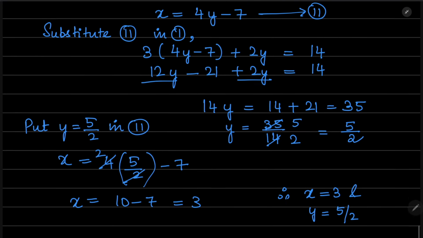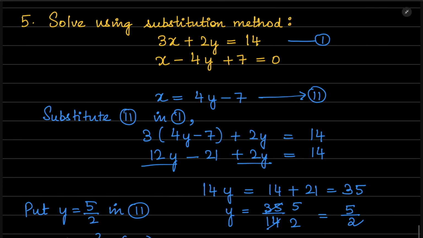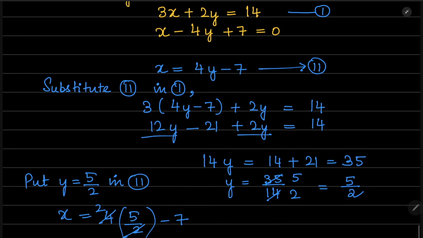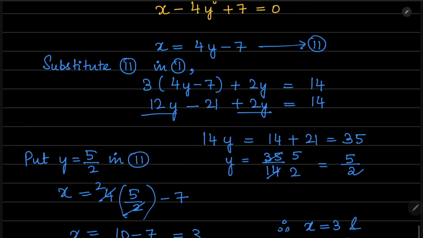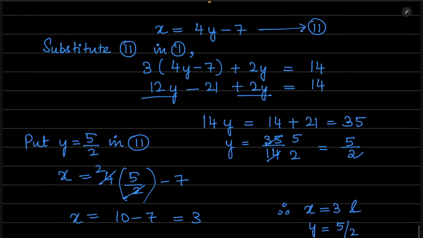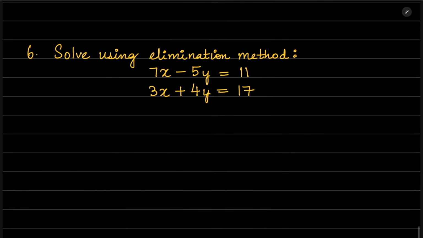So you have solved using substitution method. Whenever you have substitution method, take whichever is the easiest equation. You have to express x in terms of y, or you can express y in terms of x, and then substitute that in the other equation and get the other variable value. Once you have got one of the variables, again you can substitute it in any one of the equations and find your other variable. So 2 variables you will be able to get. This is your substitution method. You're substituting everywhere.